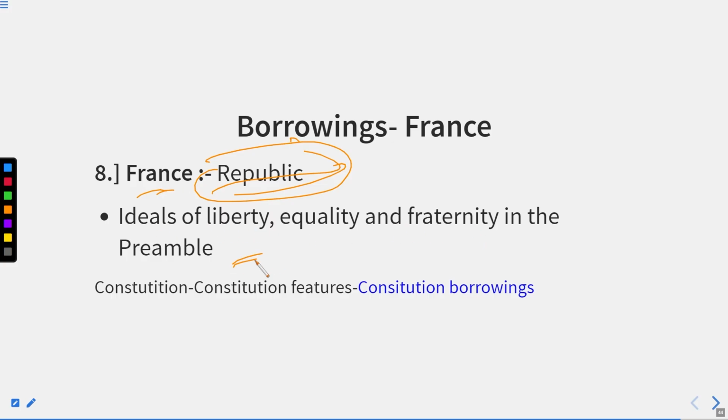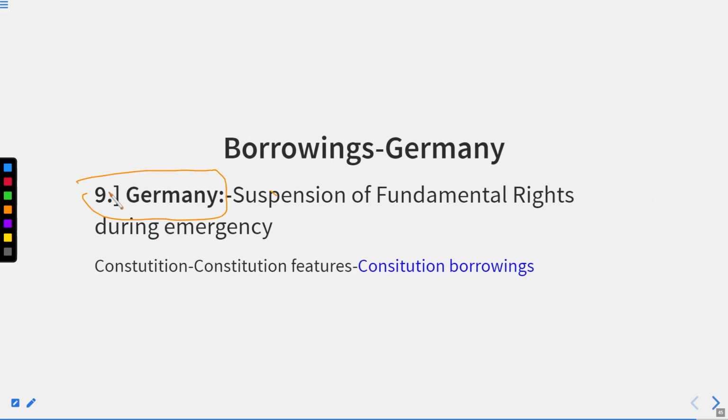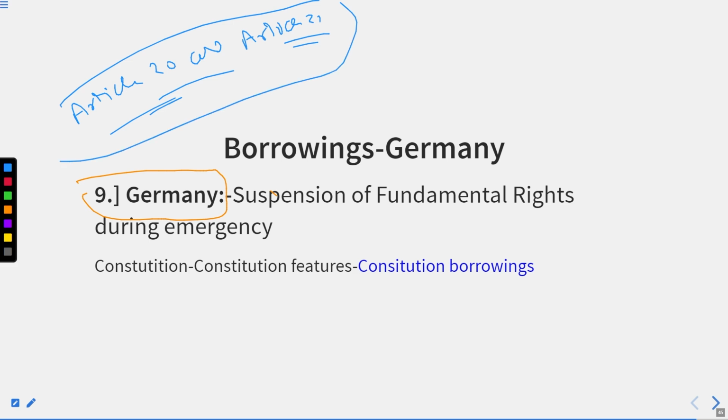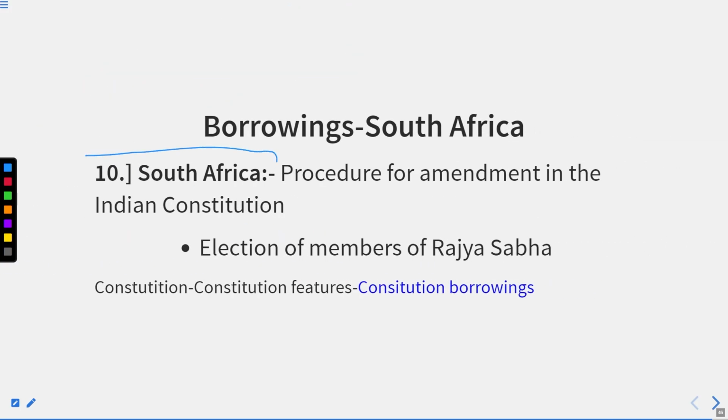All right. Thereafter, from Germany, what we have borrowed: suspension of fundamental rights during emergency. Okay, except the two fundamental rights, Article 20 and Article 21. These two fundamental rights cannot be suspended even during the emergency. Okay. Thereafter, from South Africa, what we have borrowed? We have borrowed the procedure for amendment of the Indian Constitution and election of members of Rajya Sabha. All right, that's what we have borrowed from South Africa.